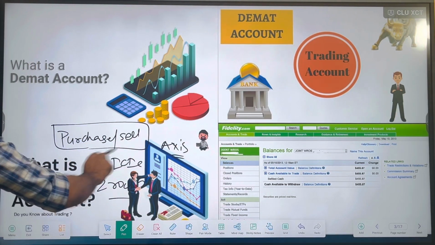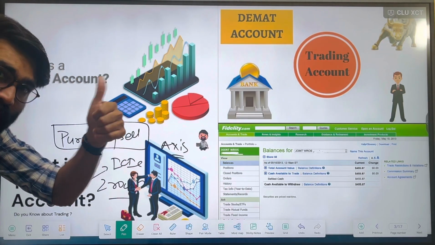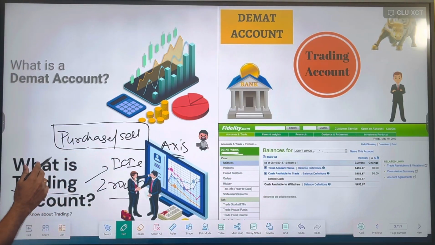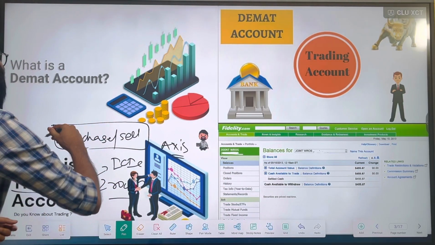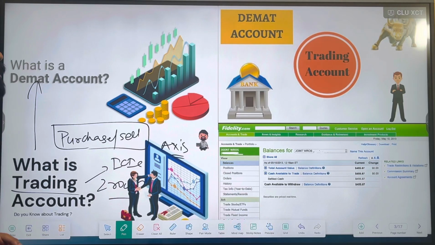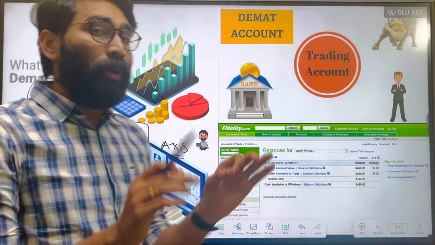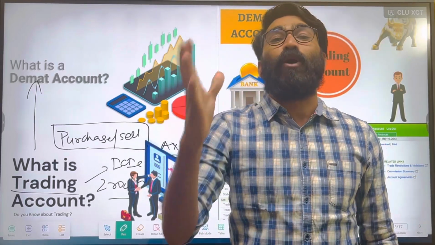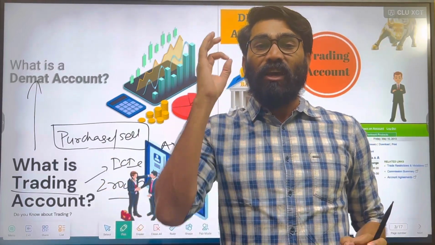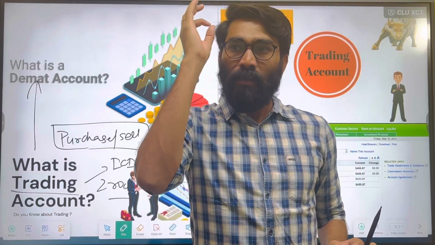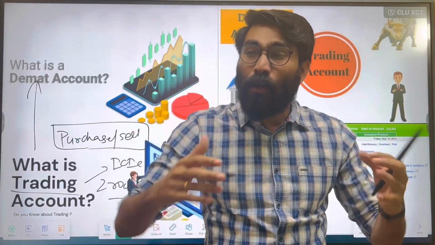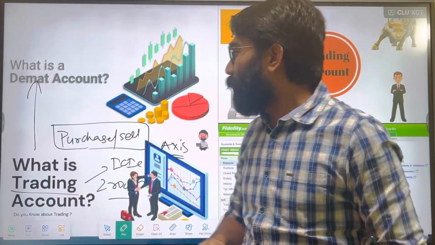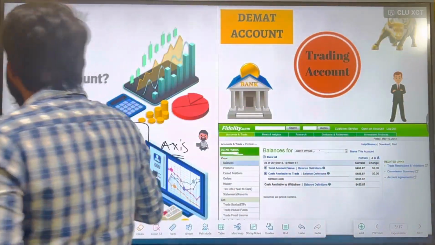So you require that account from which you can purchase the securities. Without that, you cannot. And once you purchase, you can transfer that security to your Demat account. You require a Demat account to hold the securities in digital form, as simple as that. Simple, right? So who offers this Demat account?